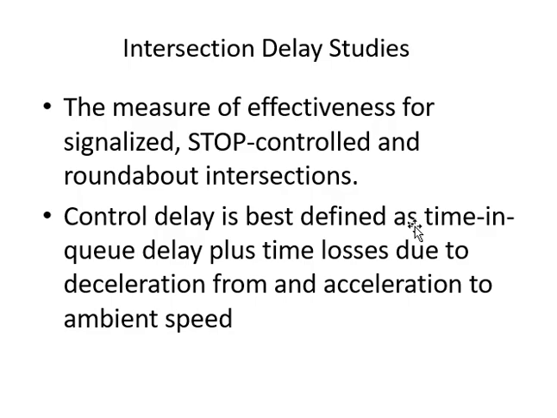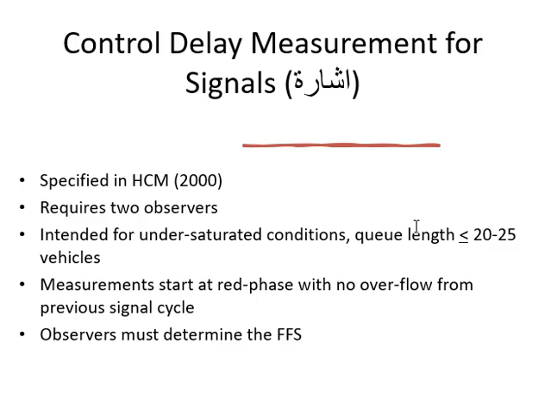Got it? Now let's say you are the 5th car in the row. So you will reach the signal after 4 cars, right? When the signal becomes green, you will start moving. This time is part of your queue time. This time is part of your time in the queue. Okay, next time.